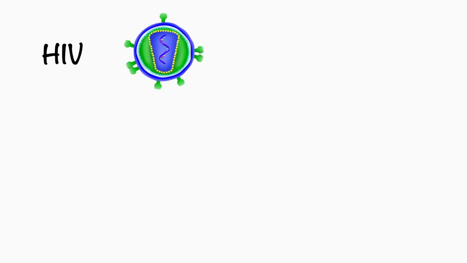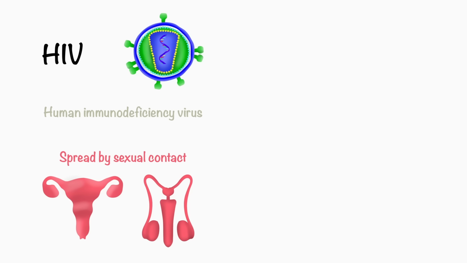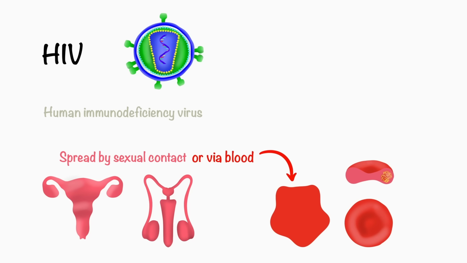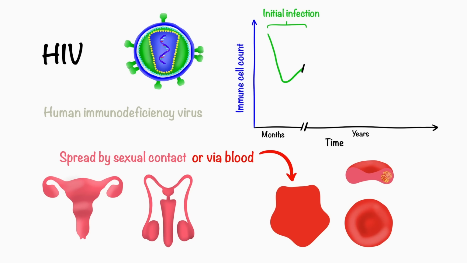The second viral disease we'll examine is HIV, which stands for Human Immunodeficiency Virus. HIV spreads through sexual contact or by exchanging bodily fluids, such as blood. This often happens when people share needles during drug use. When first infected with HIV, a person may experience flu like symptoms for a short period. They might then have no symptoms at all for several years. During this time, however, the virus continues to attack the immune system. It specifically targets immune cells, gradually weakening the body's natural defenses.